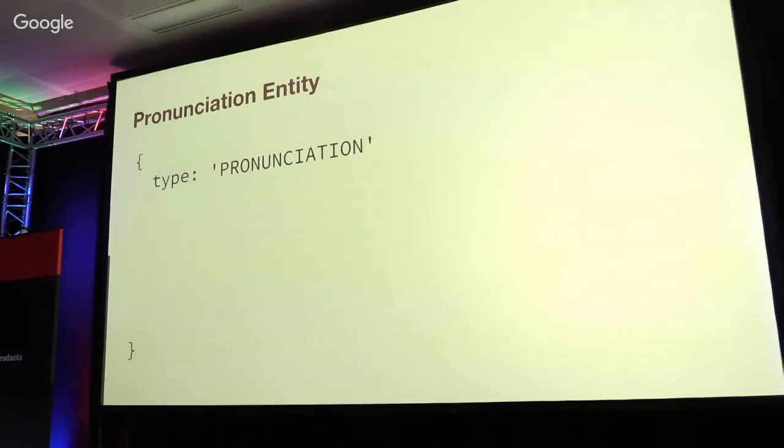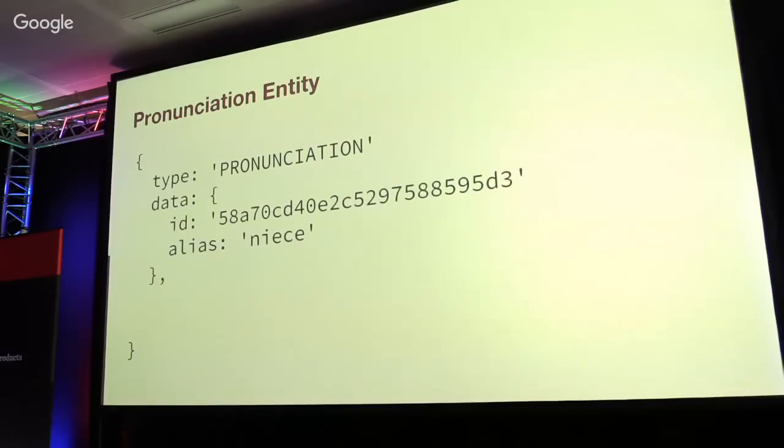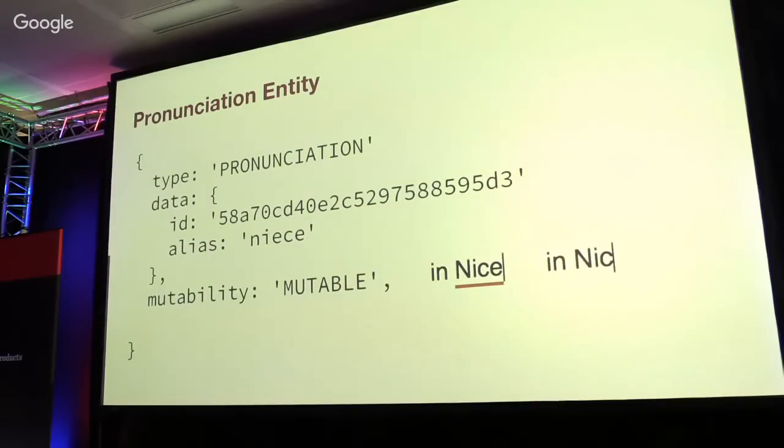So just looking at this entity a little bit, all entities have a type. I've got a type pronunciation. The data that I need is the ID of the pronunciation that I had pulled down from the database, which allows me to update ones that have changed. And of course, I've got the alias. Then I need the mutability to be mutable so that we can delete characters and come backwards and forwards like that. I don't want that whole word Nice to be deleted.